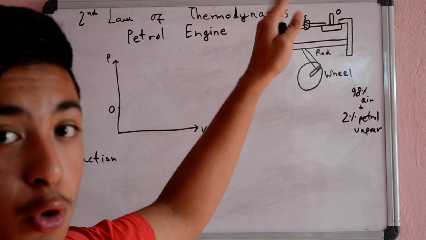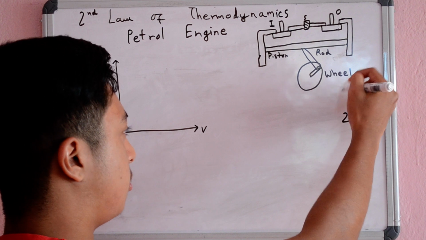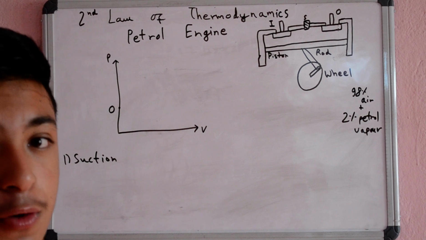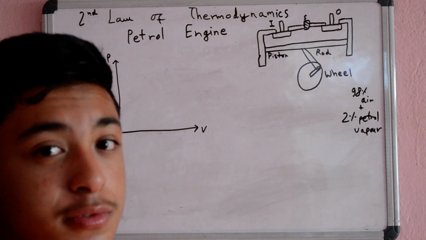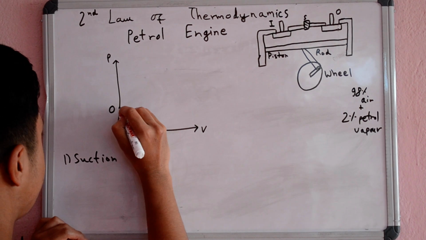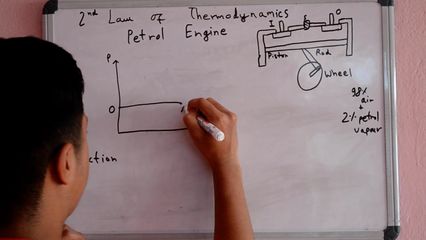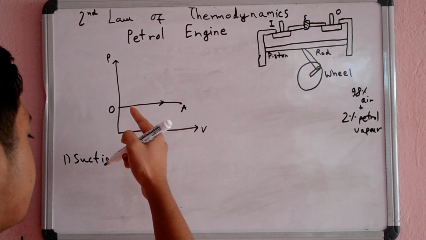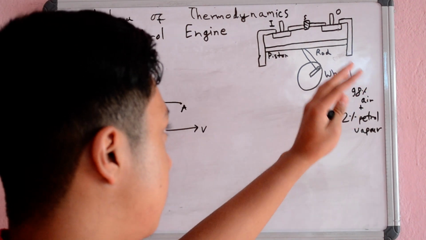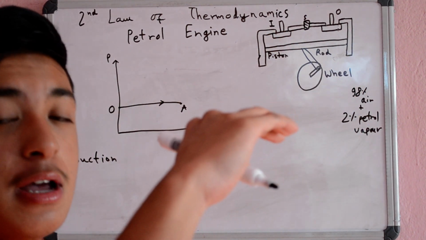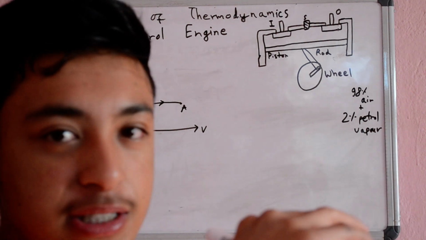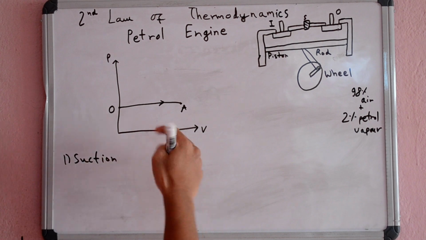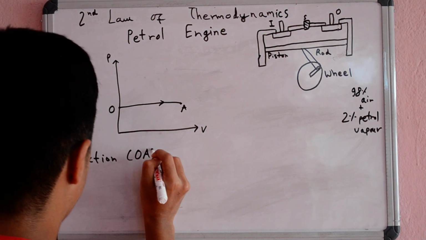Here, the inlet valve opens and the working substance gets into the cylinder, and at the same time, the piston moves outward, thus the volume increases, let's say to a point A. The pressure remains constant because, as the working substance gets in the cylinder the pressure increases, but at the same time the volume increases, thus pressure decreases. These increase and decrease in pressure cancel each other. This is represented by OA.